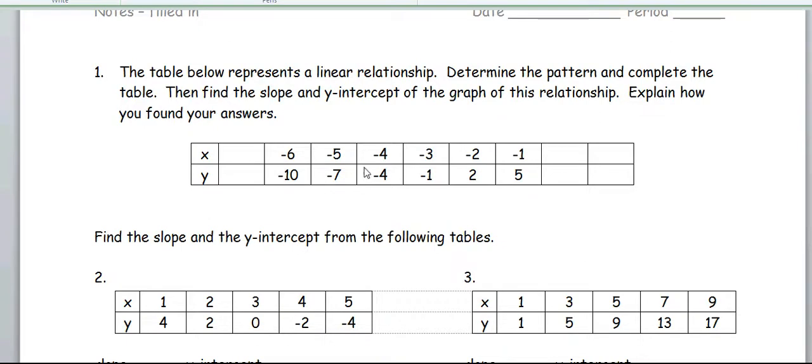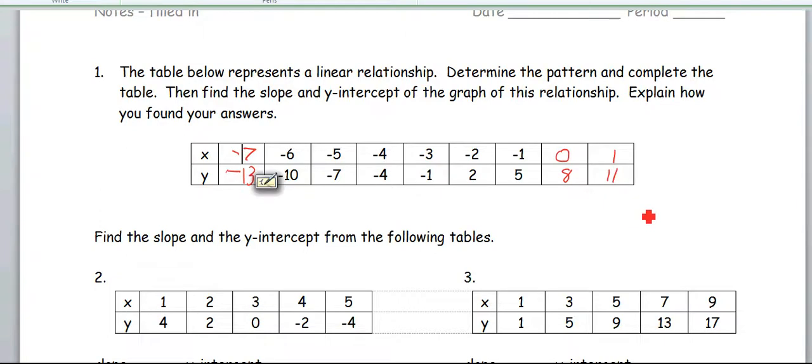As I look at my x values, -3, -4, -5, -6. Looks like it should be -7. And here, -1 to -4, -4 to -7, -7 to -10. It seems to be going down by 3, so I'm going to go ahead and put in here -13. And then going this way, -2, -1, 0, 1. 2, 5, it's going up by 3, so I'm going to say 8 and 11.